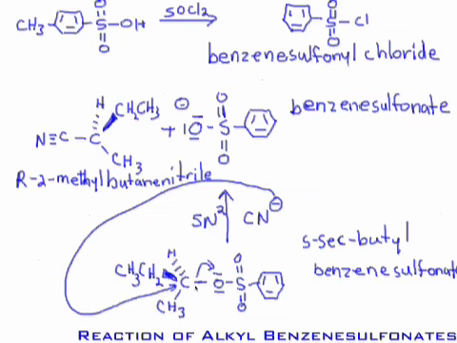You should also be able to indicate why the chirality was not affected when you reacted with benzenesulfonyl chloride or p-toluenesulfonyl chloride. That was because the alcohol reacts through the oxygen. Well, there you have it.